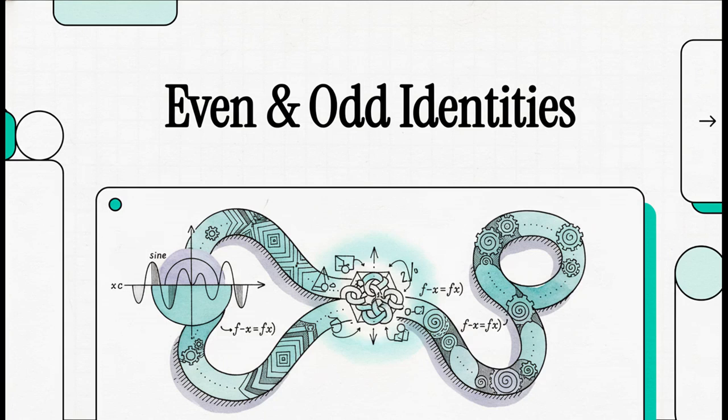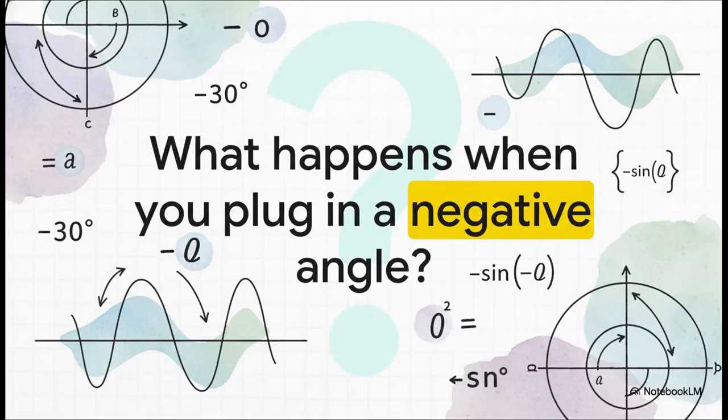All right, today we're jumping into a really cool topic in trig, even and odd identities. Now, these are basically powerful shortcuts that are going to help you simplify what look like really complex problems super quickly. So let's kick things off with the big question.